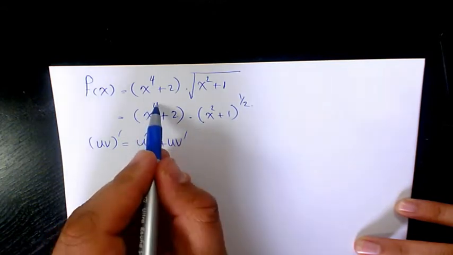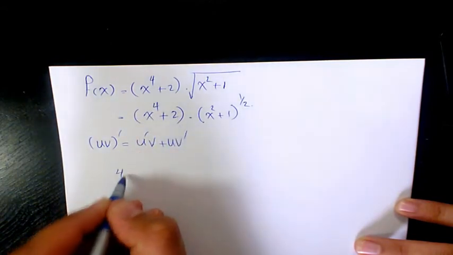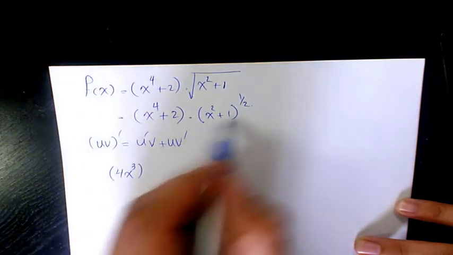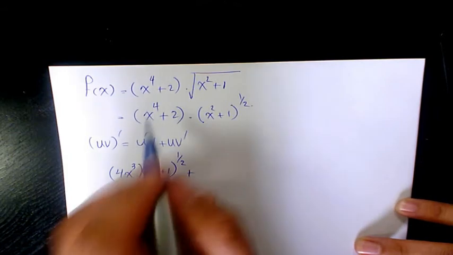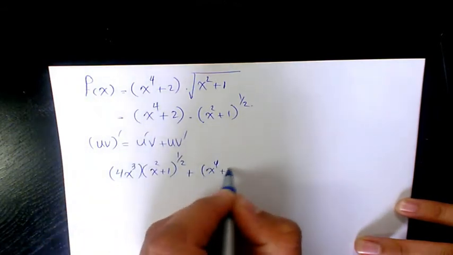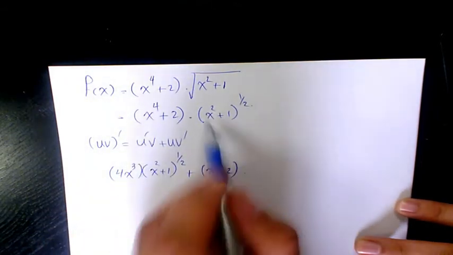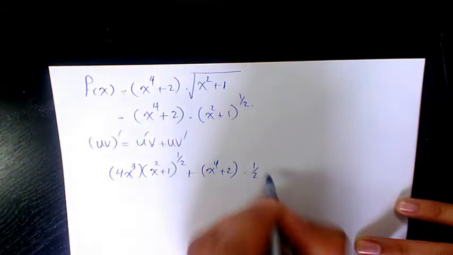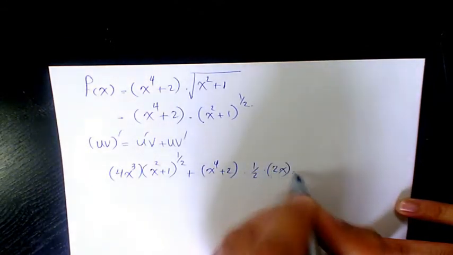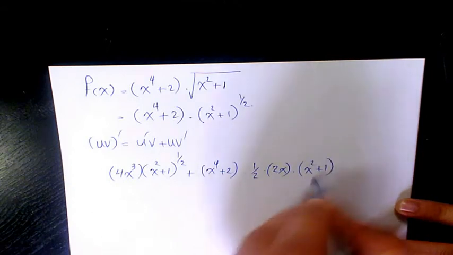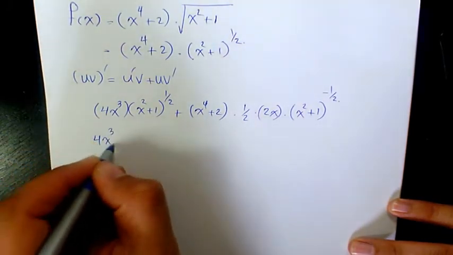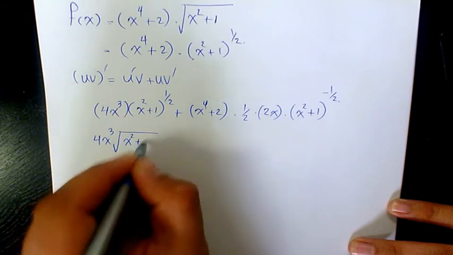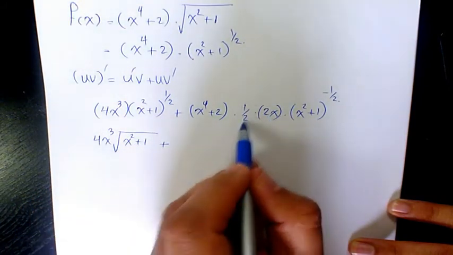Derivative of x to the power of 4 plus 2 is going to be 4x cubed times this part, (x squared plus 1) to the power of 1/2, plus (x to the power of 4 plus 2) times the derivative of this part, which is going to be 1 over 2 times 2x times (x squared plus 1) to the power of negative 1 over 2. So that's going to be 4x cubed root of x squared plus 1 plus the 2s cancel out.